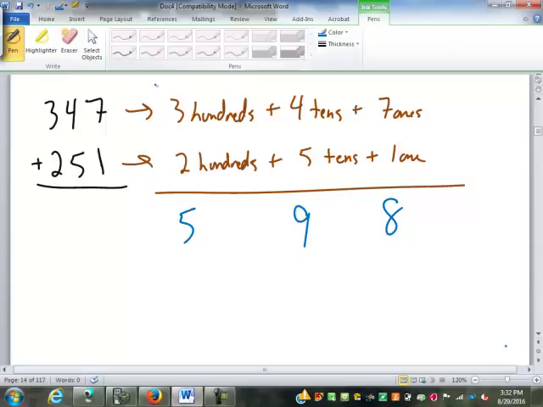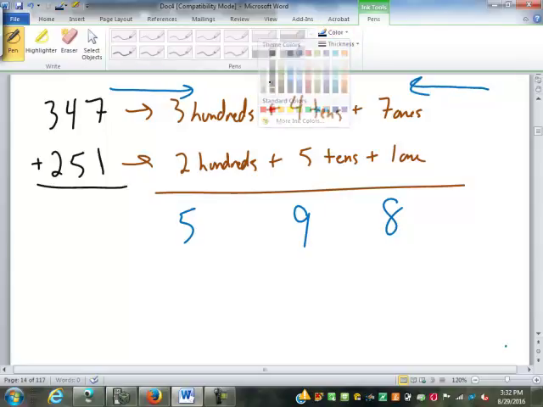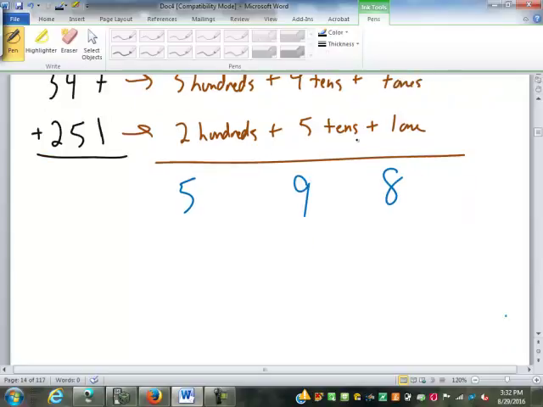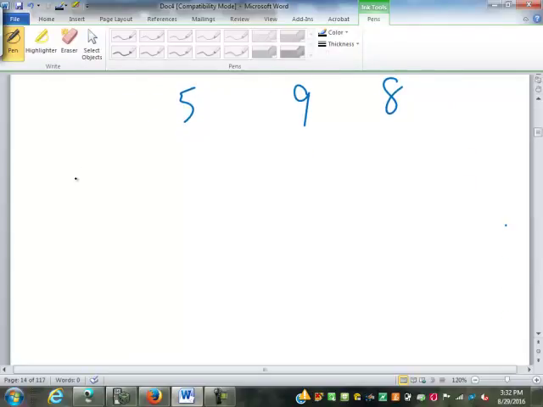I went backwards, didn't I? I started on the left and I worked my way to the right. You've always been taught to go the other direction. Start on the right, start at the end, and work your way back to the beginning. Why? Well, in case you have to carry, yeah.